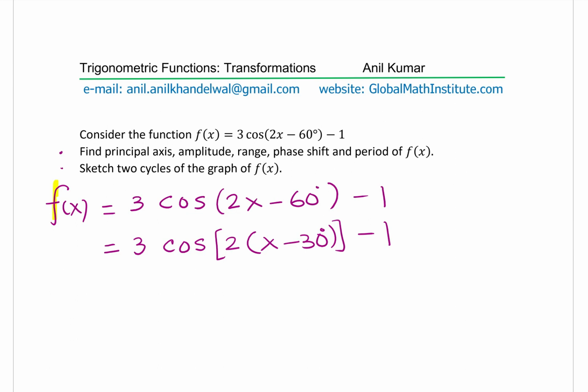So let's begin with the very first one, which is axis. So the principal axis is the line midway between, which is normally where the x-intercepts will lie. Now that has moved 1 unit down. So principal axis is 1 unit down, and that is the value of y. So let me write down this axis as y equals minus 1. Amplitude is the maximum value, which you see right there is 3.